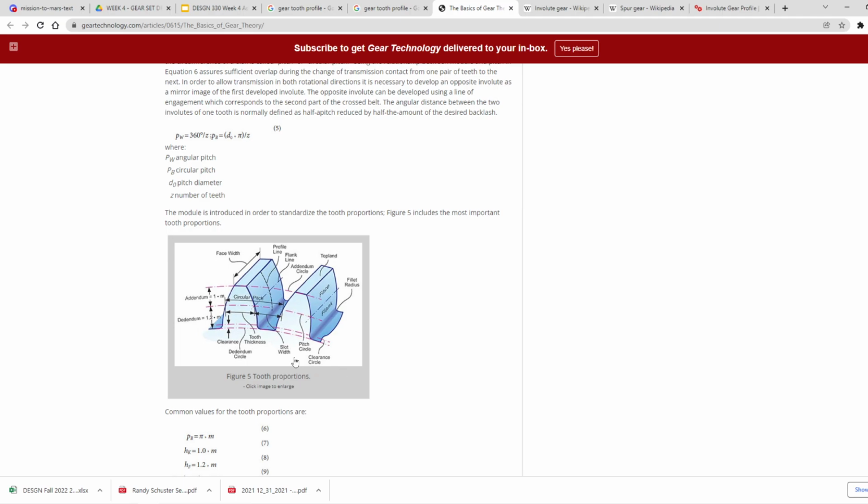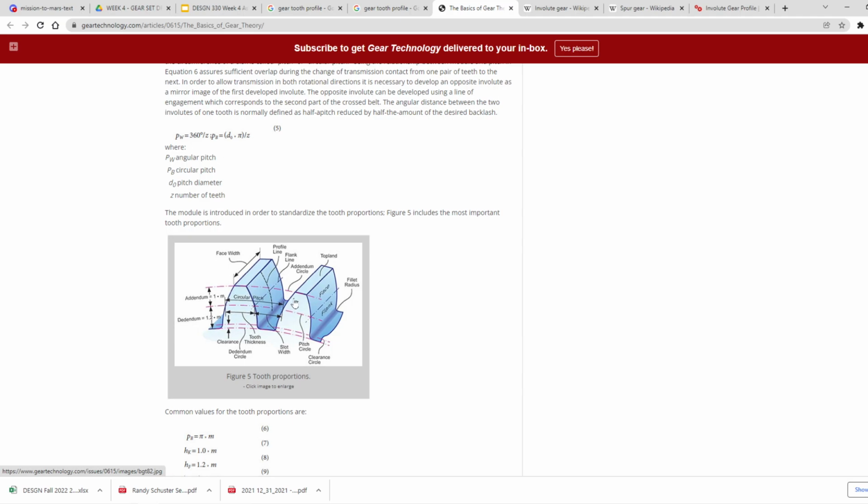Okay, pitch circle or pitch diameter. We've talked about that. Tooth thickness, the clearance. It's important for us to know about. Addendum, that's the part of the gear tooth above the pitch circle. Dedendum, the part below. There's the face width.